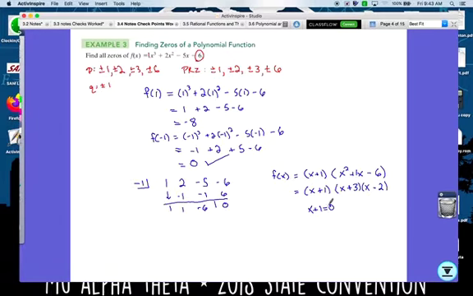x plus 1 is equal to 0. Subtract the 1. We already knew this one: negative 1. x plus 3 is equal to 0. We subtract the 3, and that gives us negative 3. And then x minus 2 is equal to 0. We add the 2, and we get x is equal to 2. So our three answers here are negative 3, negative 1, and 2.